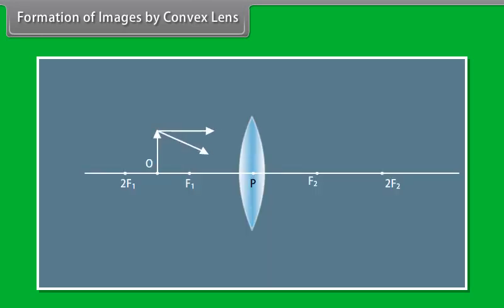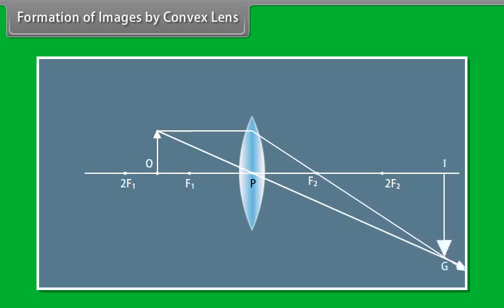When the object is placed between 2f and f, then the image is formed beyond 2f on the opposite side. The nature of the image is real, inverted, and enlarged.